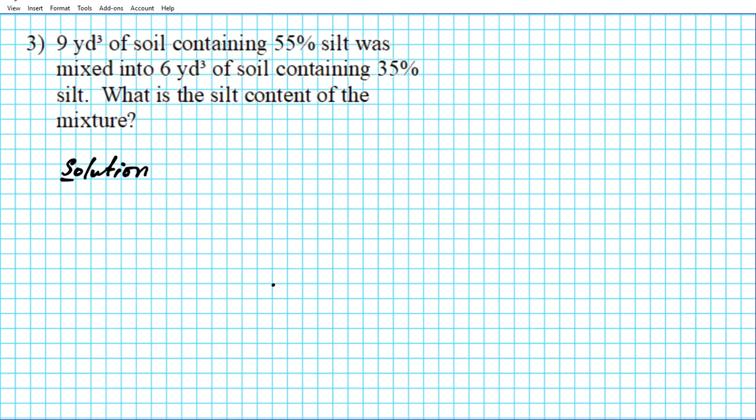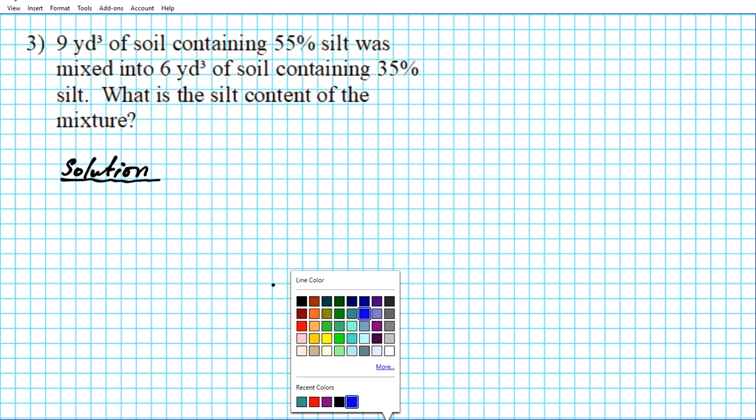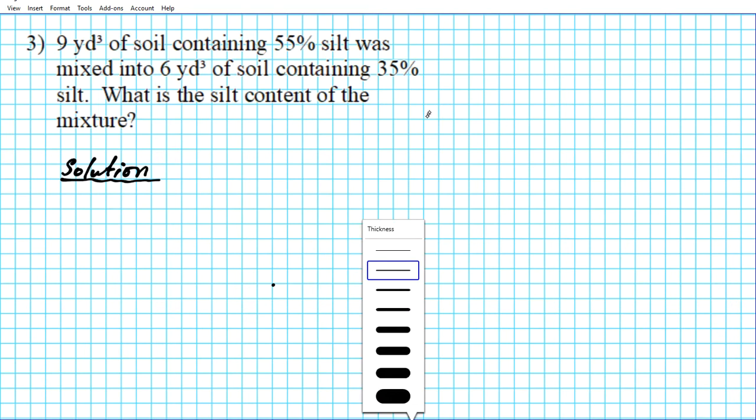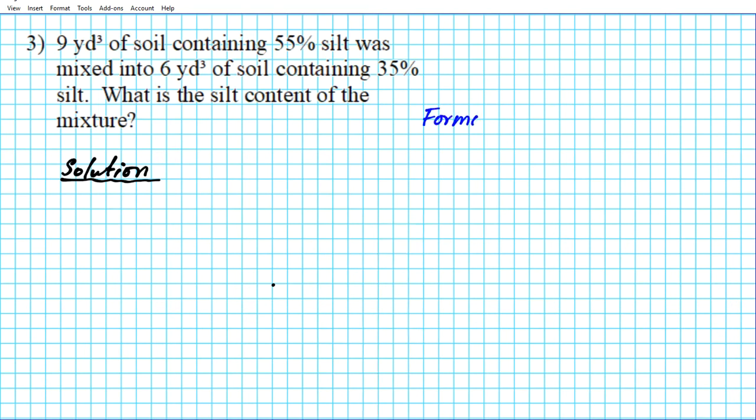So let's start out by writing down what the formula is for mixture problems. Do you remember what the formula is? C1V1 plus C2V2 equals C3V3, where V3 is V1 plus V2. Okay?